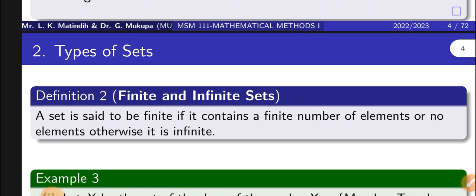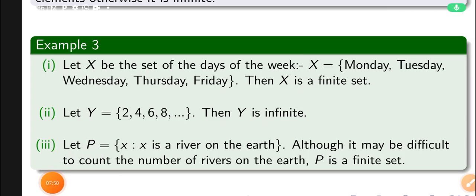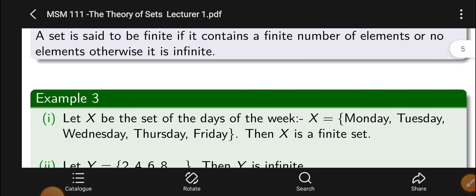So we go on to types of sets. We have finite and infinite sets. Okay, so these things are straightforward. For example, let X be the set of the days of the week. So you know that we have Monday, Tuesday, Wednesday, Thursday.